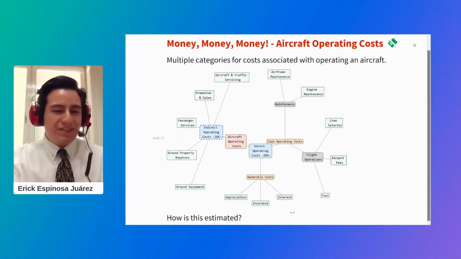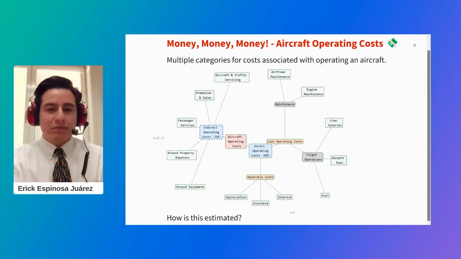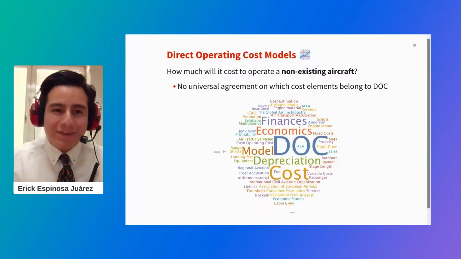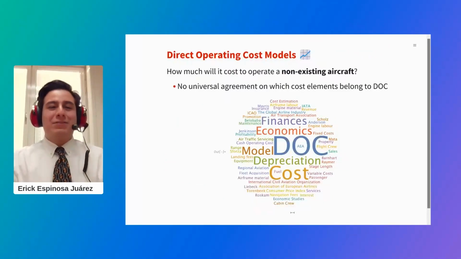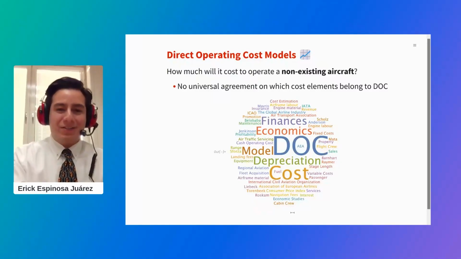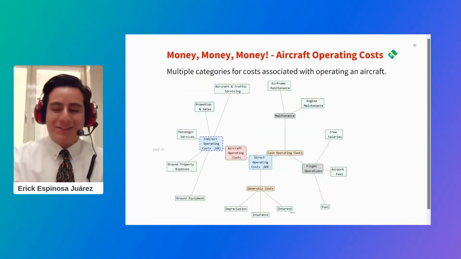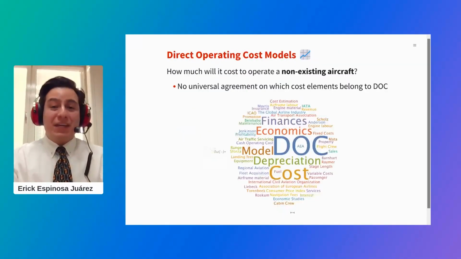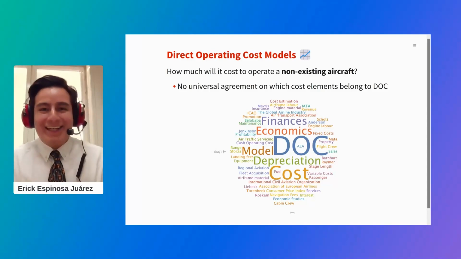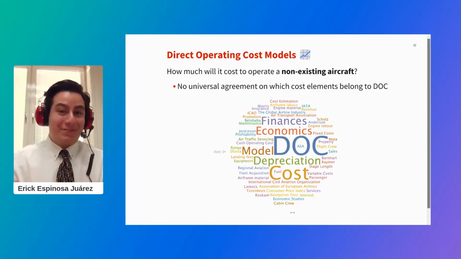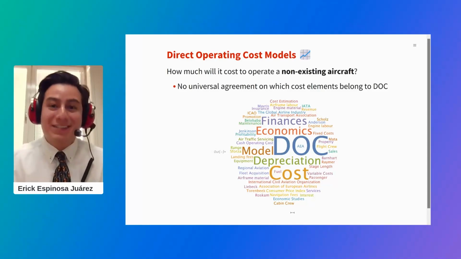And how is this estimated? Well, we use models, of course, direct operating cost models. And I talk about direct operating costs because, as I showed you, it's easier to estimate. The thing is, as an aircraft designer, how do you estimate how much the aircraft will cost if the aircraft doesn't even exist? It's already difficult for the ones that are flying now. Imagine the ones that are still a concept.